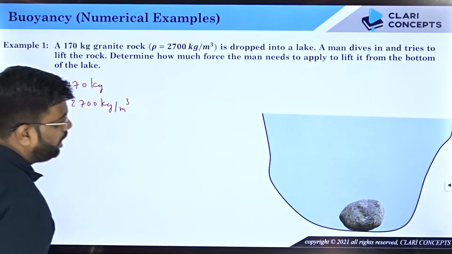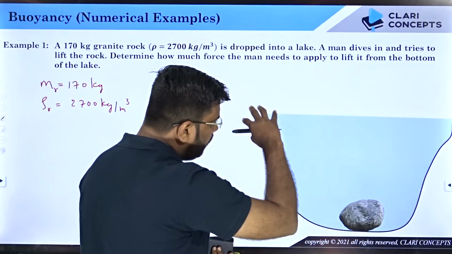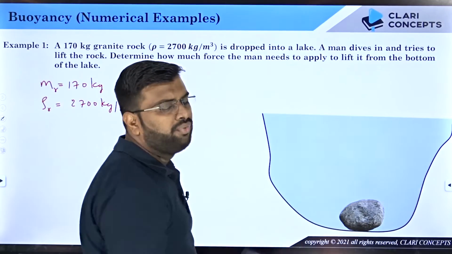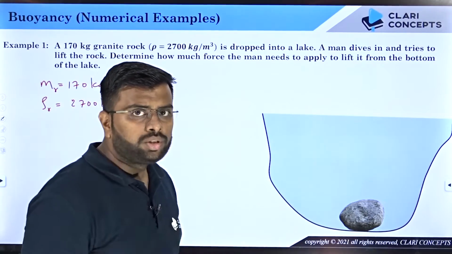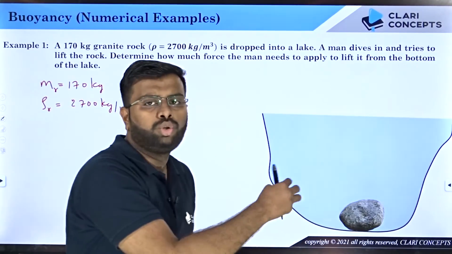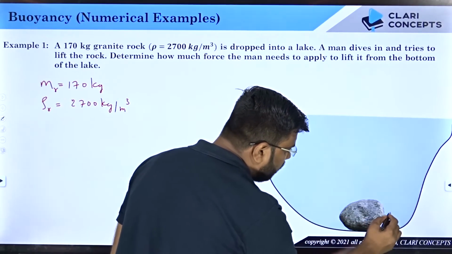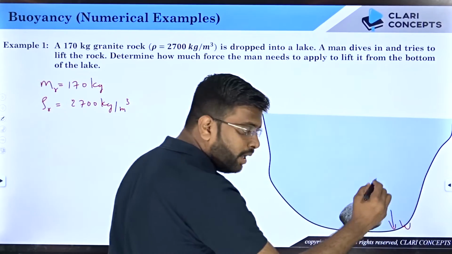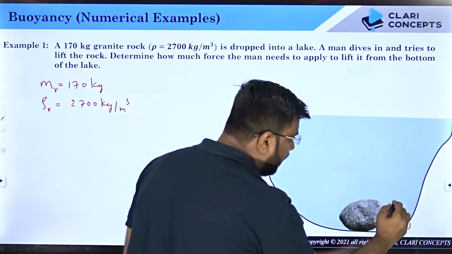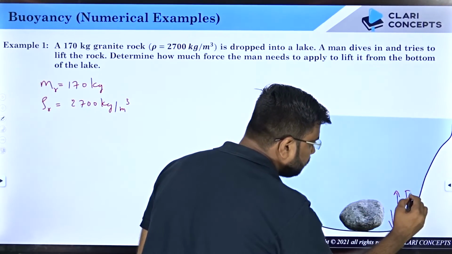This is the given data. Now when it is dropped in the lake, a man goes into the lake and tries to lift it up. The question is how much force the man has to apply on this rock to lift it up. So let us say right now the weight of the rock is acting downward. Because it is in the fluid, the buoyancy force will act upward.